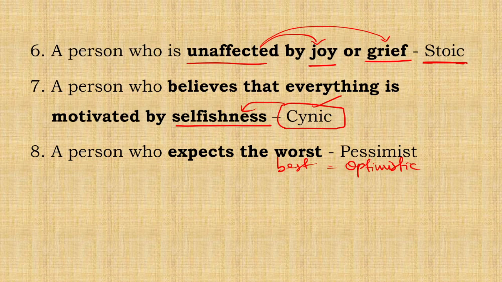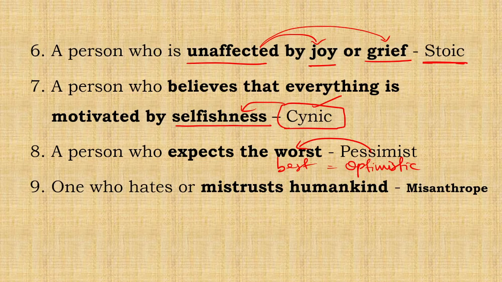Optimism is thinking positive. Pessimism is thinking negative, one who expects the worst. One who is very hopeful about the positive case is optimistic. One who is not hopeful but a negative thinker is nothing but pessimistic. I think you know this word already.